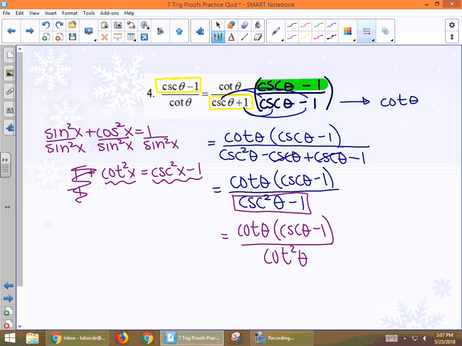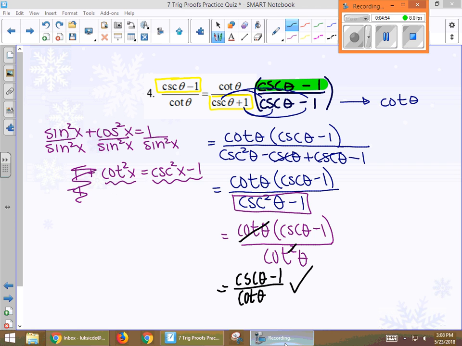Hopefully the first 4 examples here, if you hadn't put the time into memorizing those Pythagorean identities, hopefully those convince you that it's worth your time. Cotangents cancel, just one of them in the denominator, and then we match the other side. Cosecant theta minus 1 over cotangent. Memorize your Pythagorean identity.